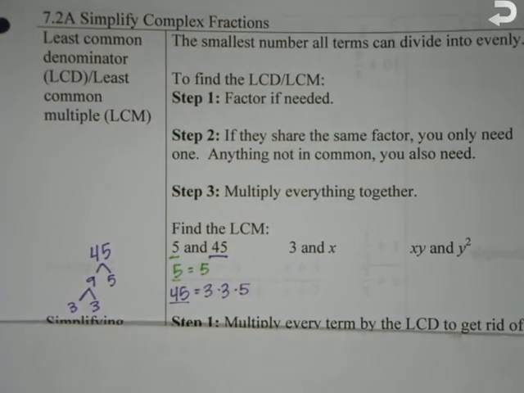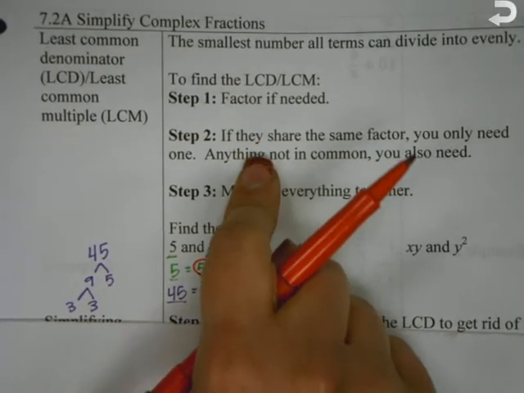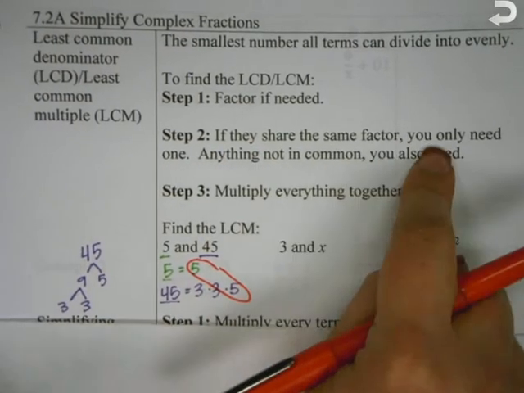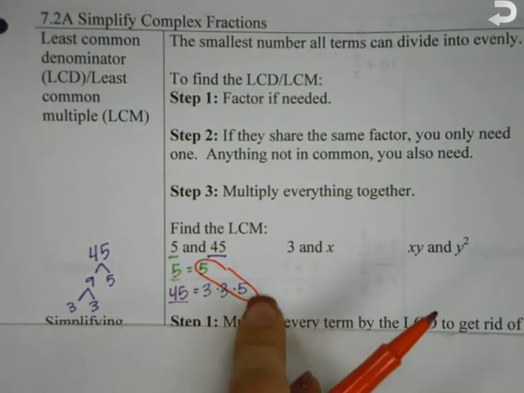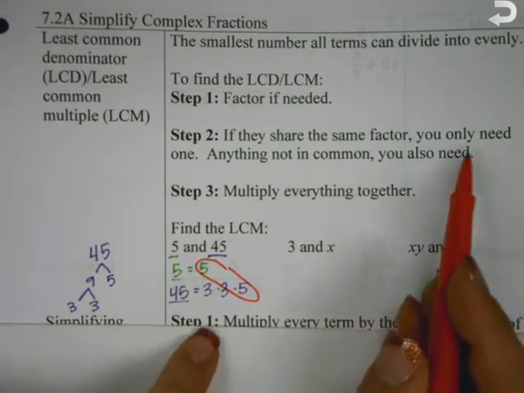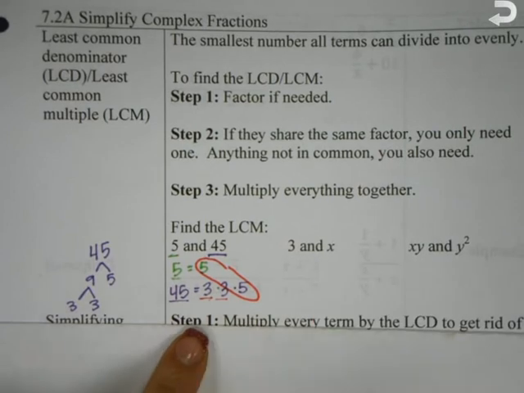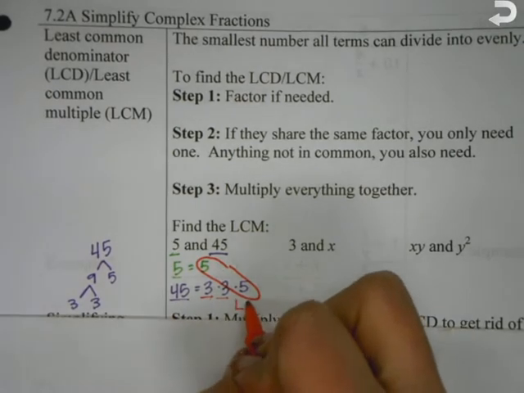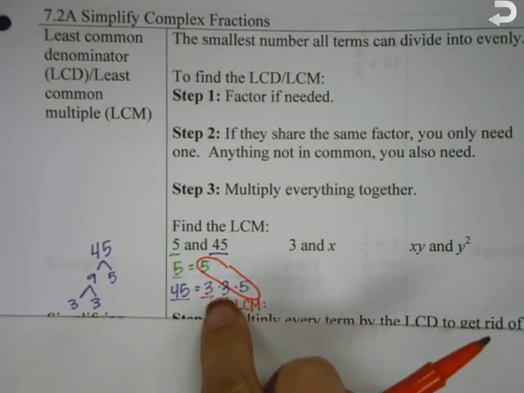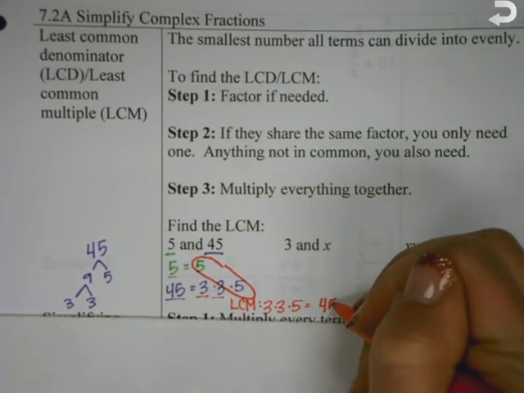Okay, what do they have in common? 5. There is a 5 in common. Nothing else though, correct? Now step 2 says if they share the same factor, in this case 5, you only need 1. So we don't have to list 5 twice. We only have to list it once. Anything that's not in common we also need. So we do have to include the 2 3s there. Okay, so what would my LCM be? My LCM here would be 3 times 3 times 5, which is 45. So my LCM in this case is 45.